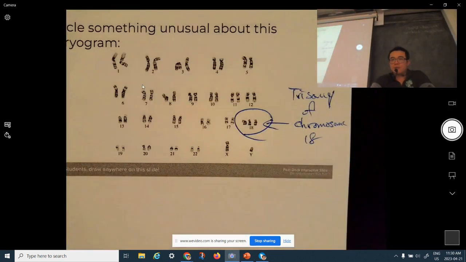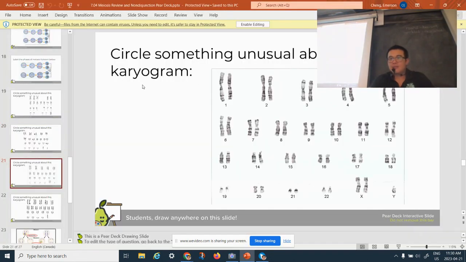How about this one? Ooh, there's 3 sex chromosomes. Which 3? 2X and 1Y chromosome. So, a trick question. What would be the sex of the individual? Female.